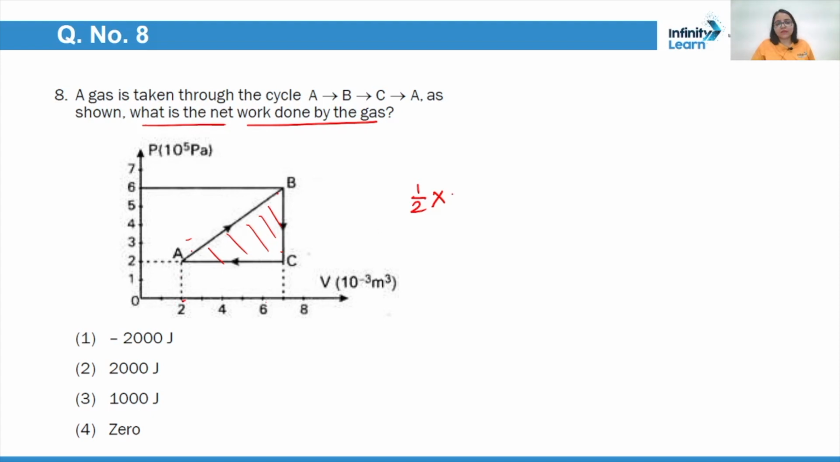Base is 2275 into 10 power minus 3. Height is 226, so it is 4 into 10 power 5, right? So this will be 1000 joules, which is option 3.